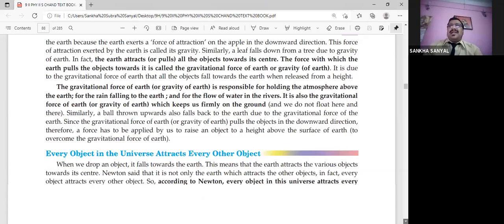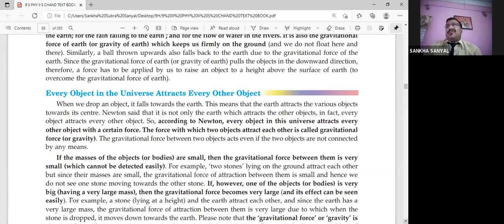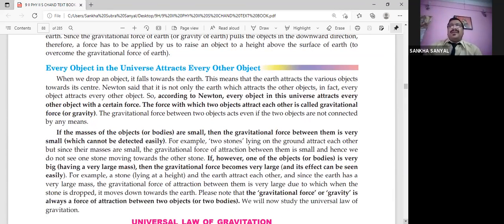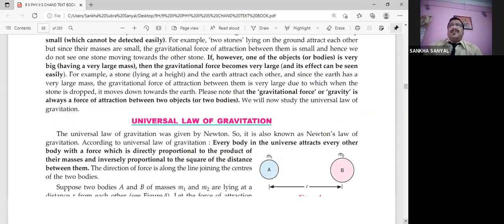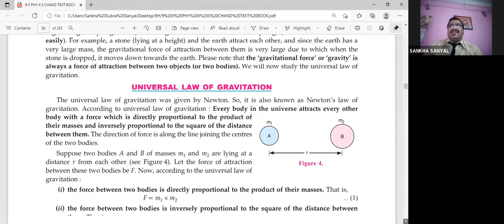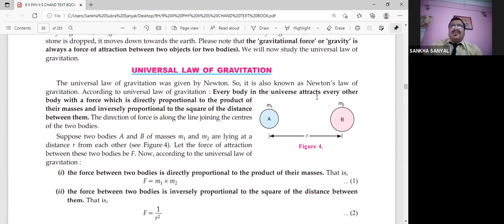As I promised, I'll talk about the universal law of gravitation and go forward from there. Now, what is the universal law of gravitation? Can you see that on the screen? On the screen, you would be finding figure number 4. In figure number 4, you find that there are two bodies over here. One of them is A, the other one is B. So we have two bodies, A and B, and the masses are M1 and M2 respectively.